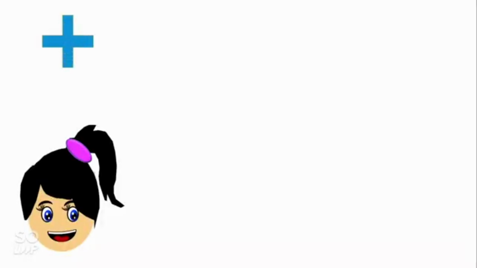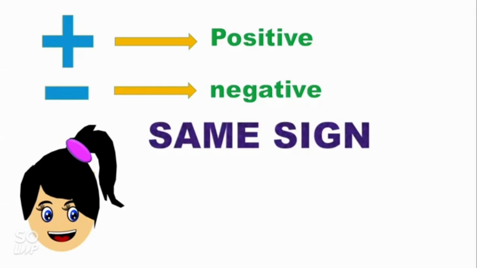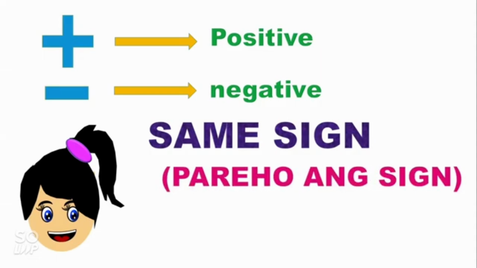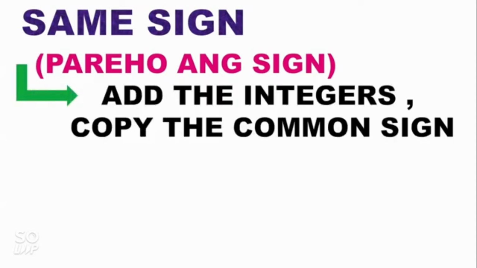Okay, so bago yan, meron tayong dalawang symbols, which is, yung symbol na yan is what we call positive. Ang symbol na to is what we call the negative. Again, we have the positive sign and the negative sign. So we have same sign, pareho ang sign. Okay, ito ang rule ngayon. Pag same sign o pareho ang sign, i-add natin yung integers and copy the common sign, or kopyahin lang kung ano yung sign ng integers.